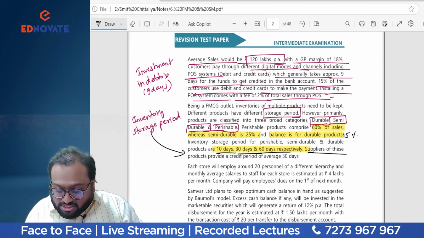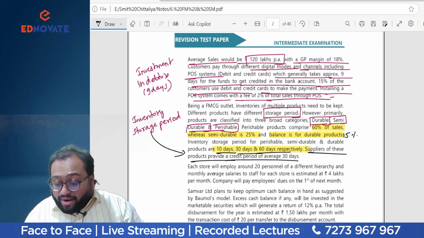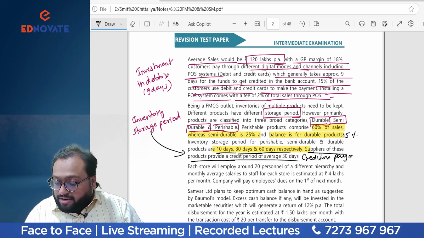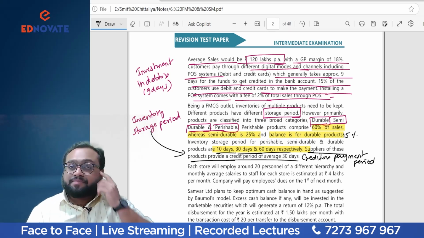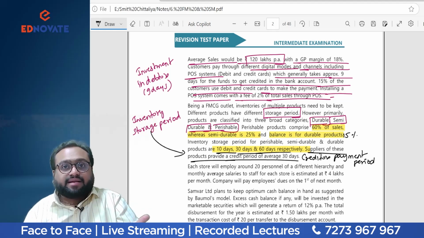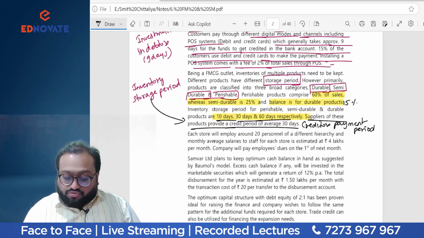Suppliers of this product provide a credit period of 30 days. It is the creditors payment period. Wow, we are heading towards the right area. This is the creditors payment period. We need to pay creditors after 30 days. This is a time given by the creditor. This is fantastic. This will help us.